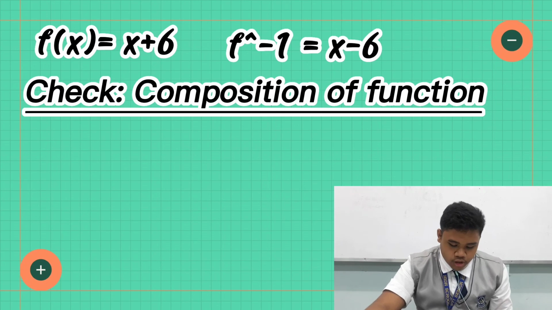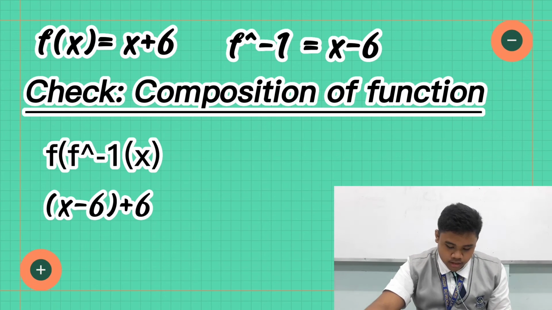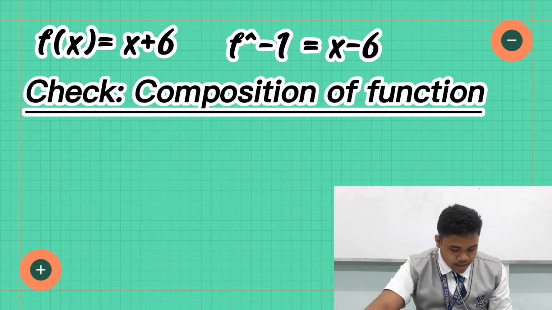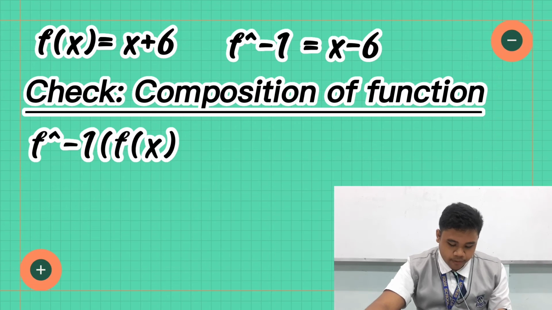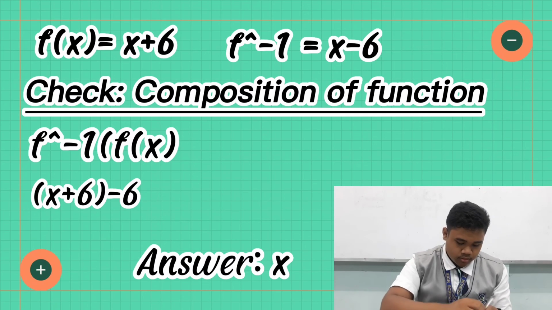To check, we should use composition of functions. So f of the inverse of x, then substitute x minus 6 plus 6. So the answer is x. So that's correct. Last, for our inverse of f of x, substitute x plus 6 minus 6. So we have the answer x.